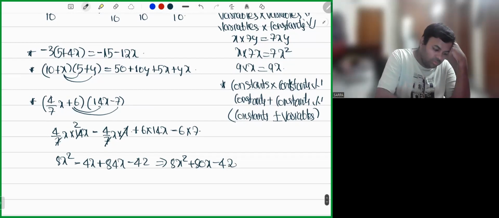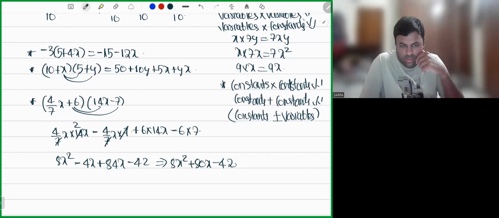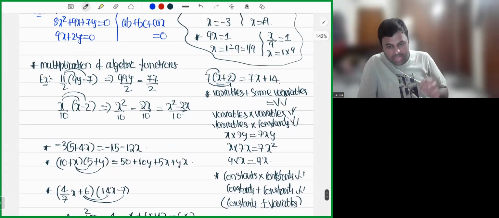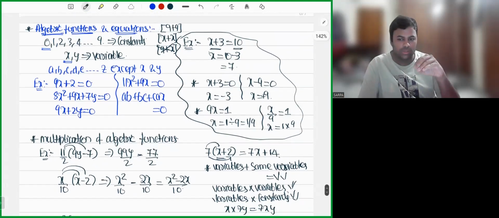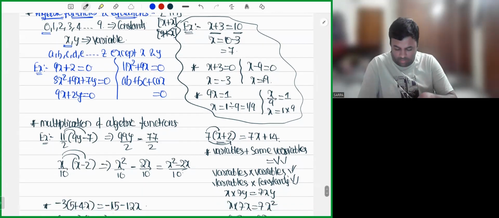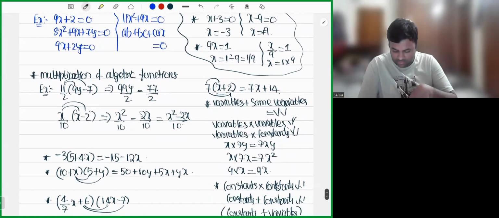Okay, so I hope the point is clear, my dear friends. We have seen what are algebraic functions, what are equations. If constants are written with variables, we call it algebraic functions. If you equate them to 0, you call it an equation. Next, we have seen multiplication of algebraic functions.